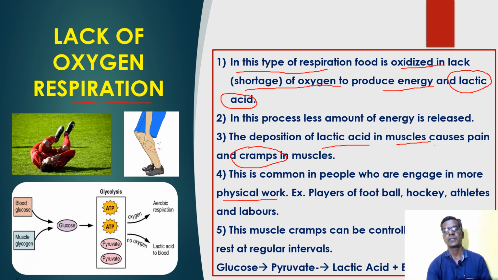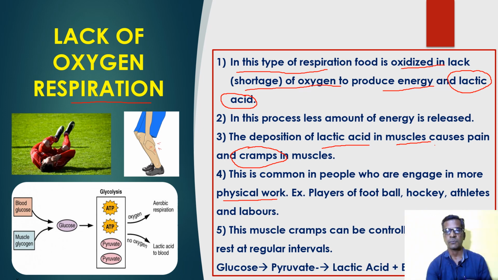the food, that means the glucose, is incompletely oxidized. In this reaction, lactic acid is produced. This lactic acid causes the muscle cramps. So how can you overcome this muscle cramp? By taking rest or by having a hot bath, we can overcome the muscle cramps which are caused by lack of oxygen respiration.